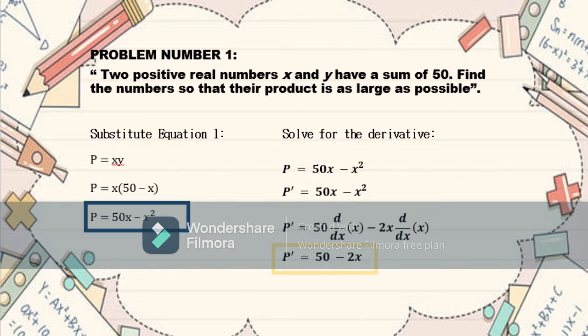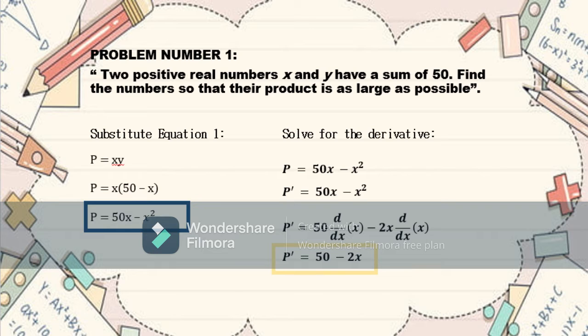Moving on, we are going to solve for the derivative and equate it to 0 so that we can get the value of our first number, x. Let us derive it first. P prime is the derivative of 50x minus x squared. P prime equals 50 d/dx of x minus 2x d/dx of x. And so our p prime is equal to 50 minus 2x.